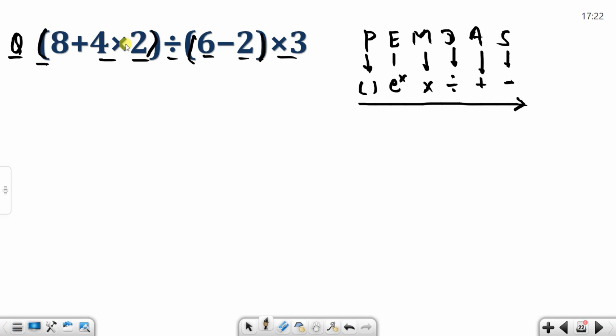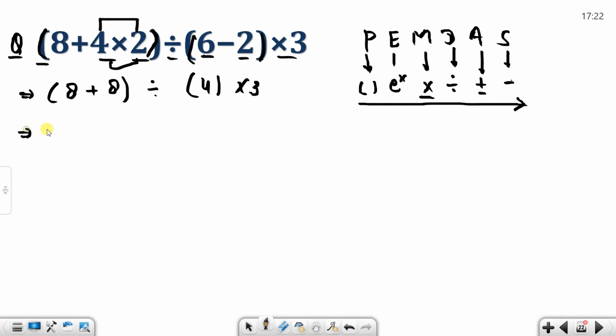So first, we solve the parentheses, and even inside the brackets as well, we'll solve the multiplication first. After that, we'll do the addition. So here, 4 times 2 becomes 8. Inside the bracket, 8 plus 4 times 2, which is 8, bracket close, divided by, now inside the bracket, 6 minus 2, that becomes 4 times 3.